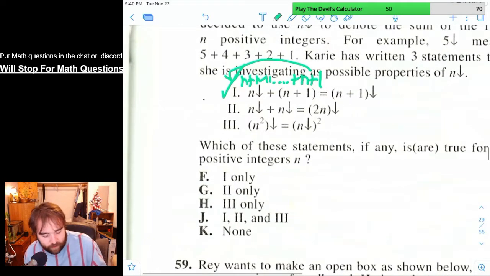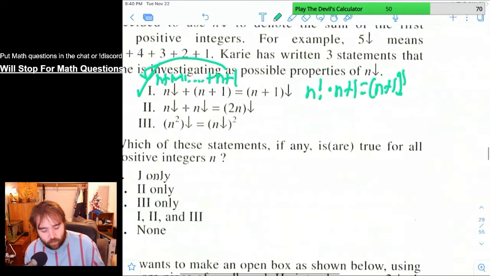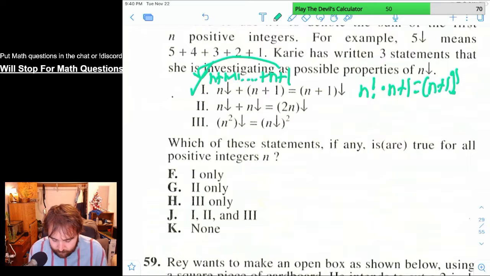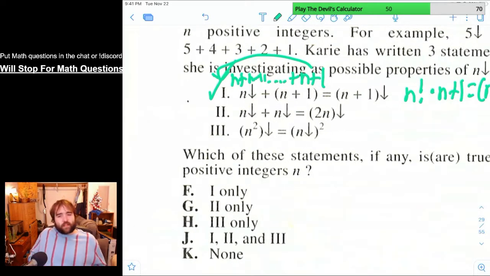That reminds me of the factorial property where n factorial times n plus 1 is equal to n plus 1 factorial. As normally you go the other way for that. But this is just the same idea for addition. So what about number 2? Oh, that's tempting. But I don't think that's true.